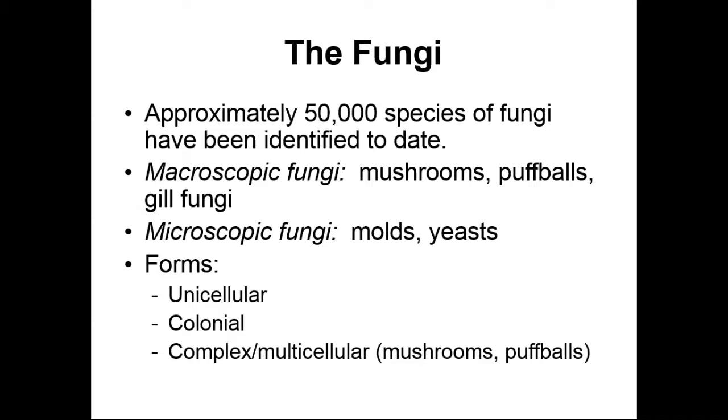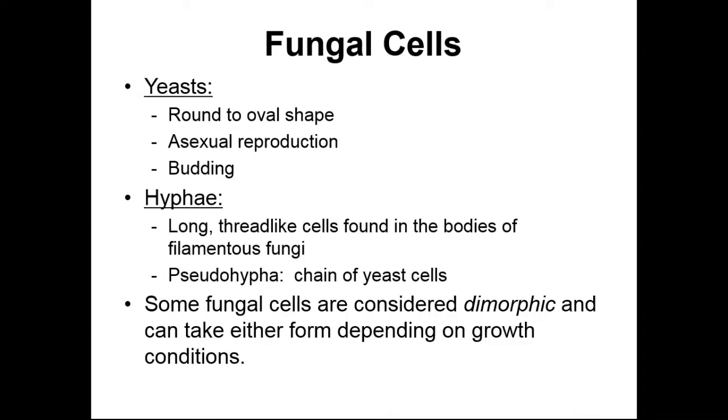Our fungi come in different forms. They can be single cellular or unicellular. They can be in a colony, where cells can exist and live by themselves, but prefer to live in a group. And then finally, we can have those macroscopic fungi, those large ones that we can see with our naked eye. They're complex, they're multicellular. Those are the ones that you traditionally think of as a mushroom or a puffball.